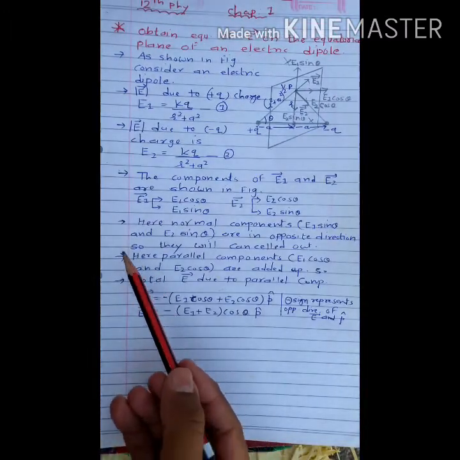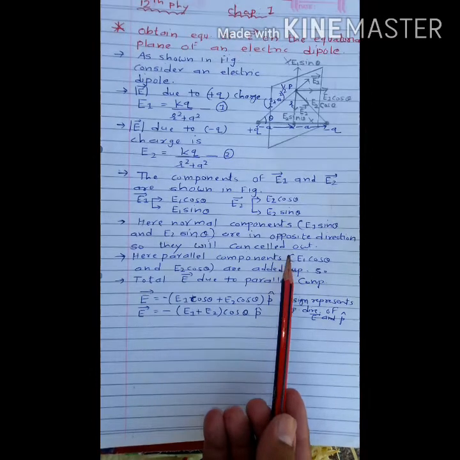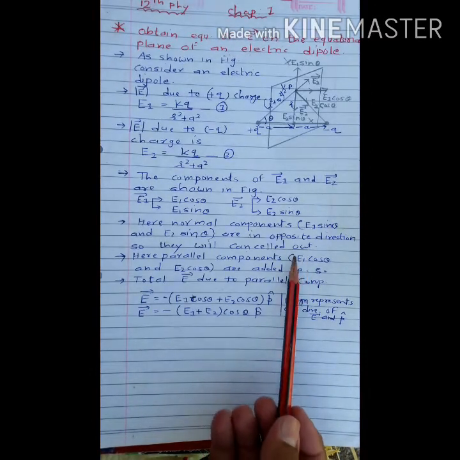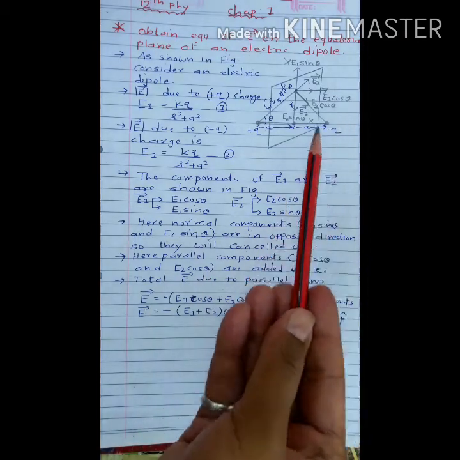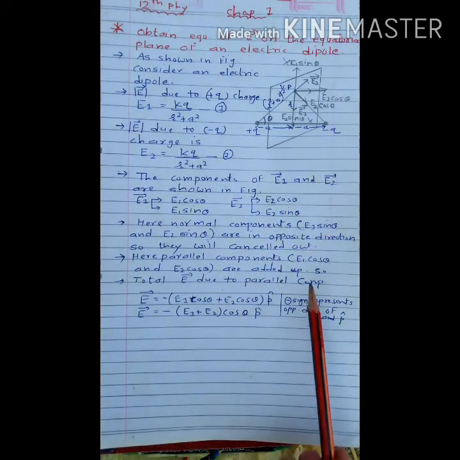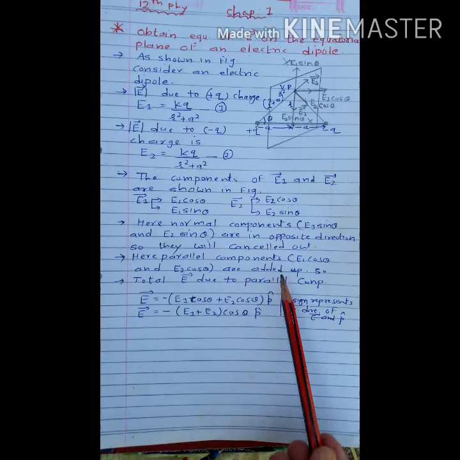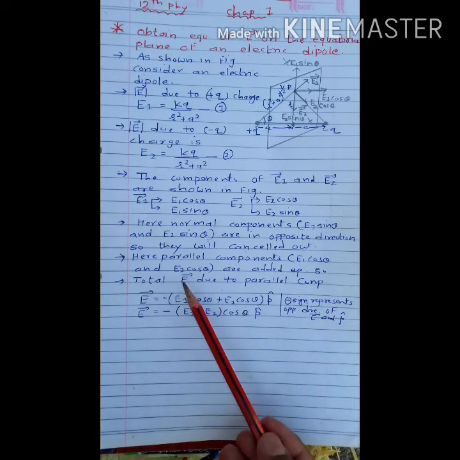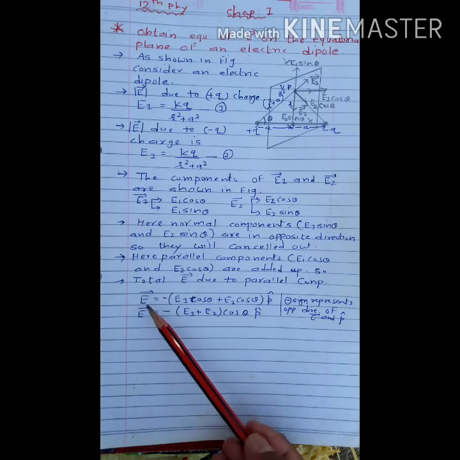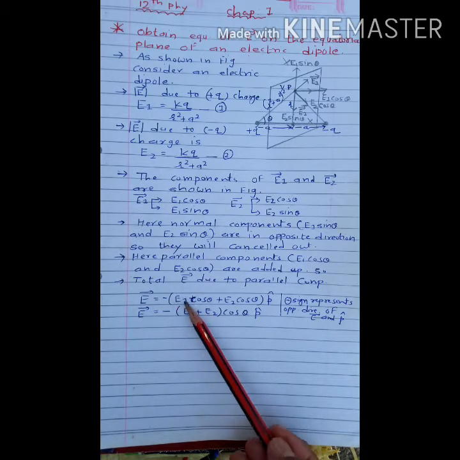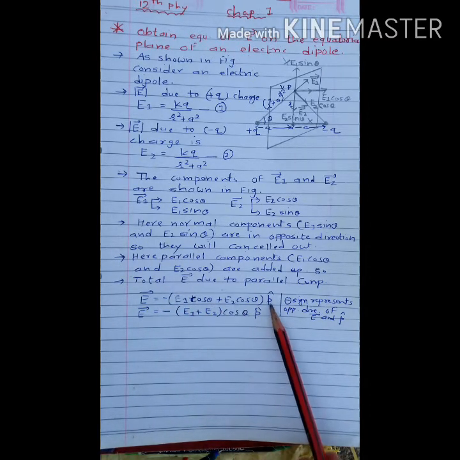So here, parallel components E1 cos theta and E2 cos theta. See this figure very carefully. E1 cos theta and E2 cos theta are added up. So the total electric field due to only parallel components, vector E, is equal to minus bracket E1 cos theta plus E2 cos theta, P cap.